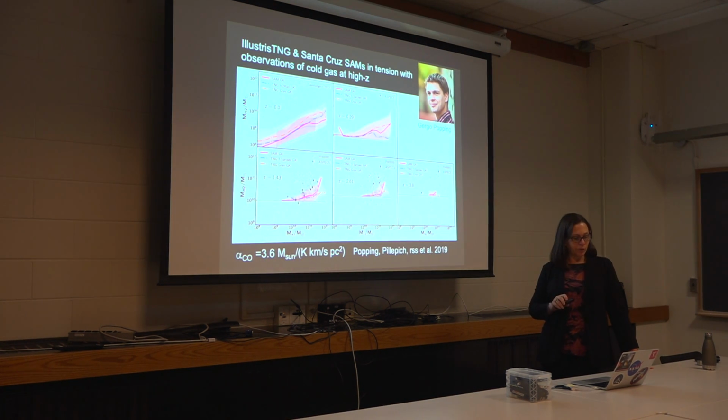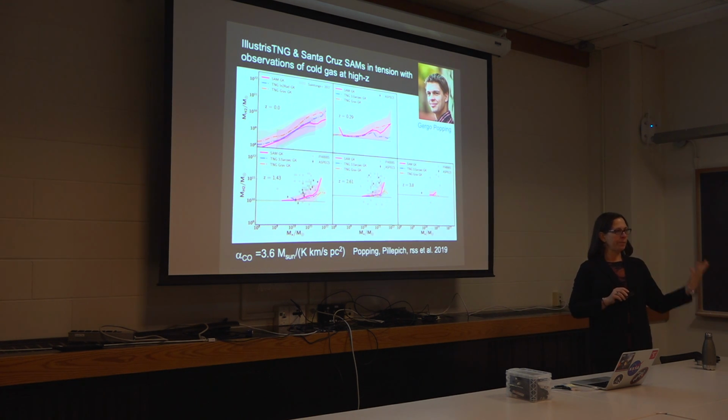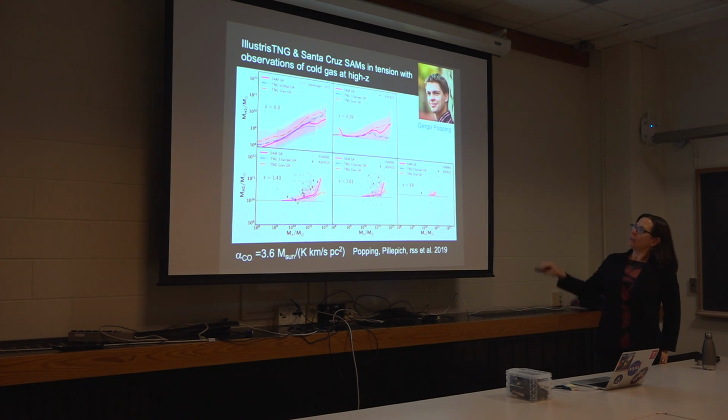I just want to give you one paper that was led by Gergo Popping, my former student, now on the staff at ESO, in which he took these predictions from our Santa Cruz SAM and from Illustris TNG, post-processed to calculate the amount of molecular and atomic hydrogen in the galaxies. And so we could look at the mass of molecular hydrogen versus stellar mass.